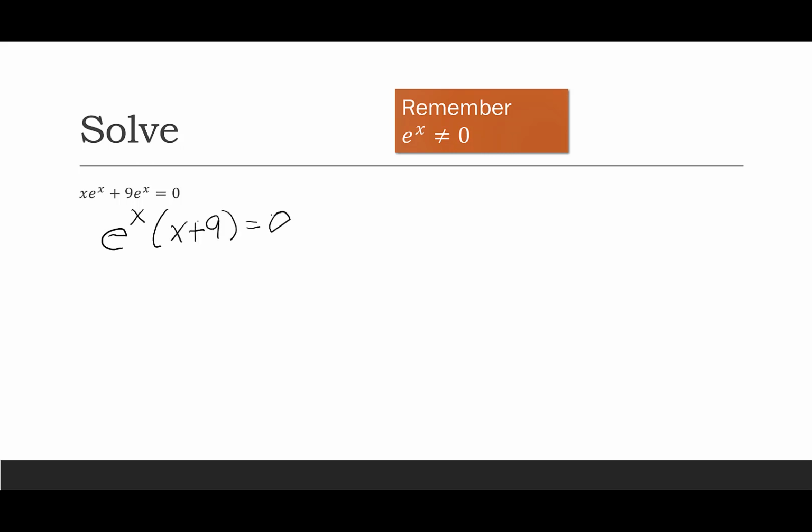This is still equal to 0. So I have two factors. I have e to the x and I have x plus 9. Well, I have this little reminder for you that e to the x will never be 0. Anything b to the x will never be 0. It's always going to be positive. Remember, our range was 0 to infinity. So I don't have to worry about the e to the x. All I have to do is x plus 9 equals 0, which says x is negative 9.